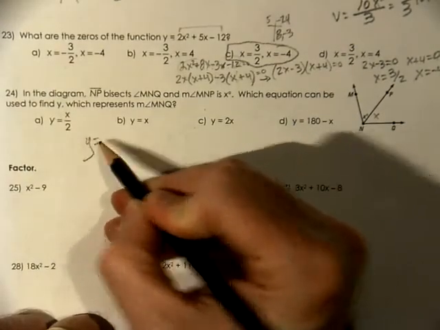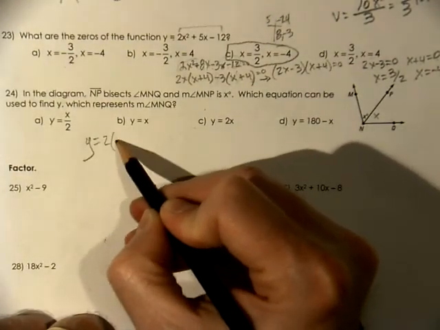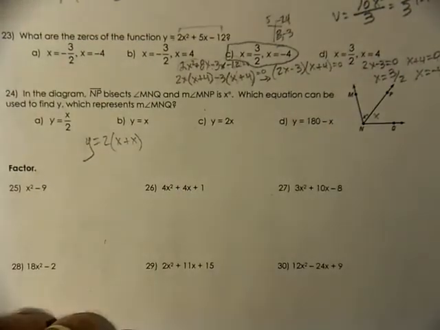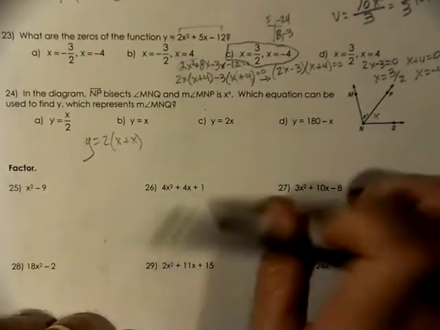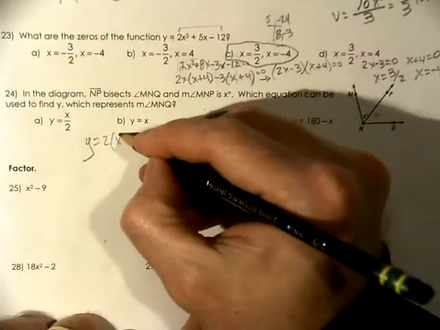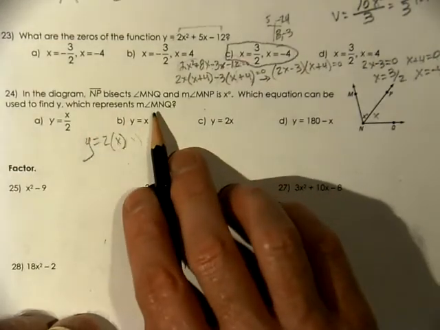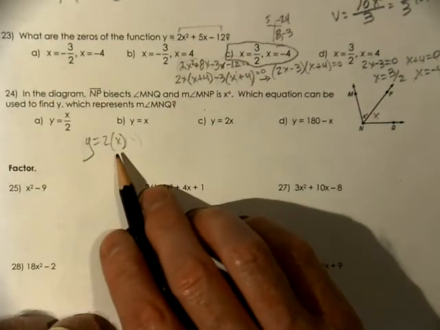So y is going to equal 2 times x. Or, I guess that's wrong. It's 2 times x, or it's x plus x. It's not both of those put together. Okay, so the whole thing, which is your y, which is the big angle, equals 2 times the x.